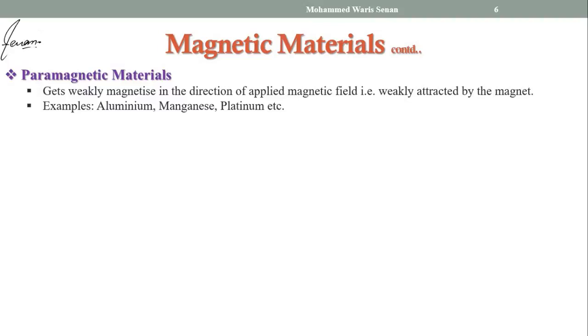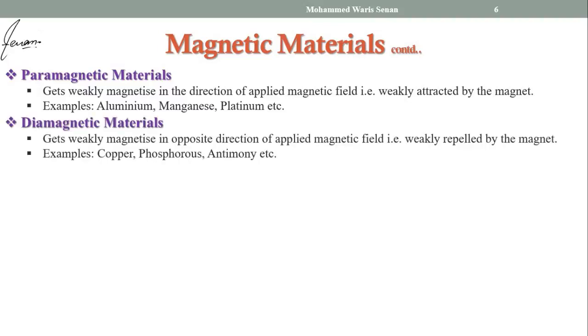Some of the examples are aluminium, manganese, platinum, etc. Now the next category is diamagnetic materials. They are also weakly magnetized, but they are magnetized in the opposite direction of the applied magnetic field. That is, when they are kept near a magnet, they will repel the magnet. Some of the examples are copper, phosphorus, antimony, etc.